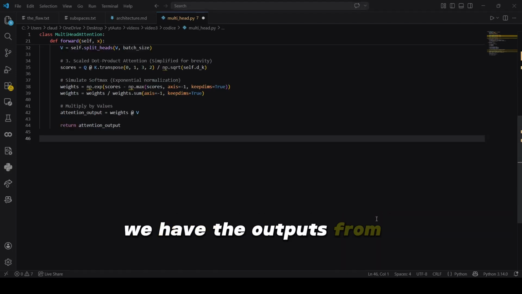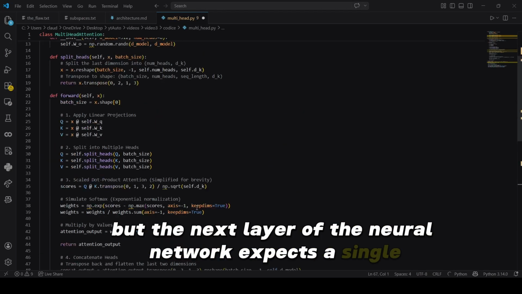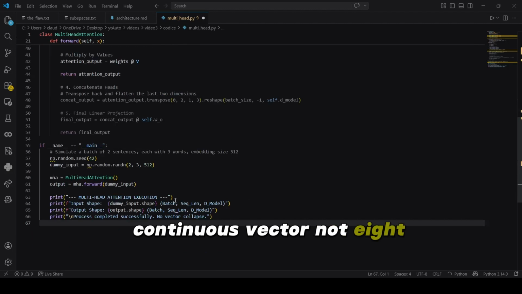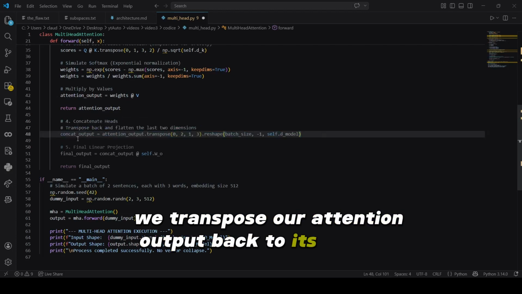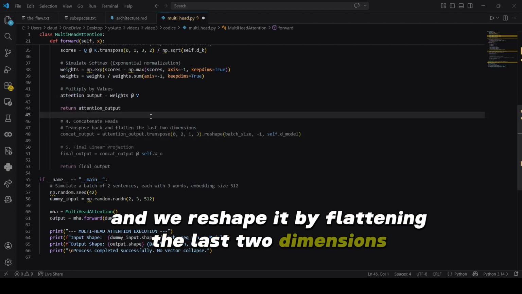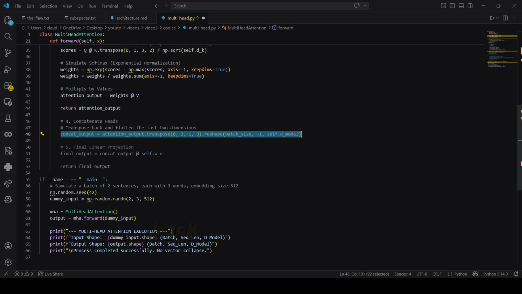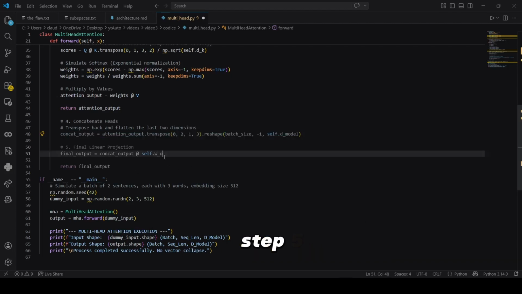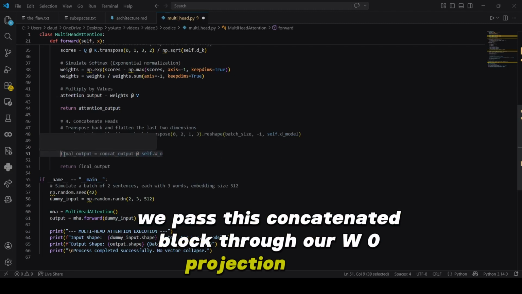We have the outputs from all 8 heads, but the next layer of the neural network expects a single continuous vector, not 8 fragmented pieces. Step 4 is the recombination. We transpose our attention output back to its original layout, and we reshape it. By flattening the last 2 dimensions together, we perfectly concatenate the 64-dimensional vectors back into a massive 512-dimensional block. Step 5. We pass this concatenated block through our WO projection matrix.